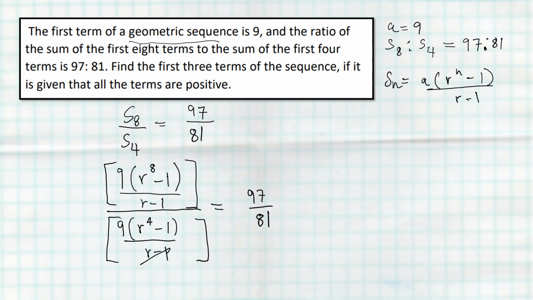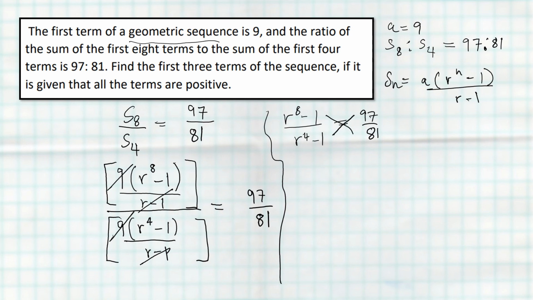So R minus 1 and R minus 1 will cancel out each other. 9 and 9 will also cancel out each other. Then we'll just be left with R exponent 8 minus 1 over R exponent 4 minus 1 equals 97 over 81. Then we can just simply cross multiply.